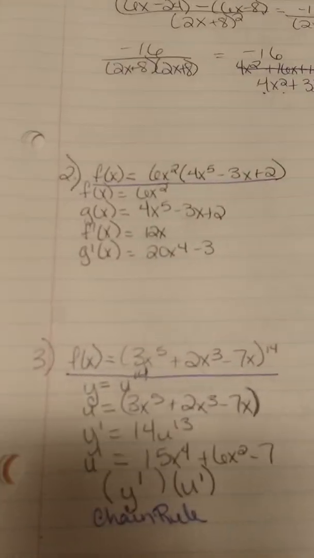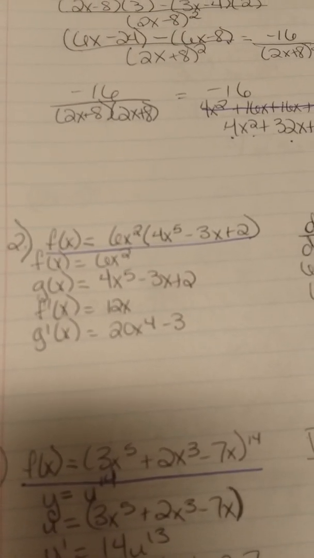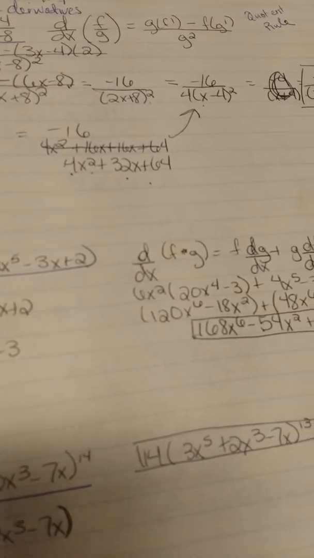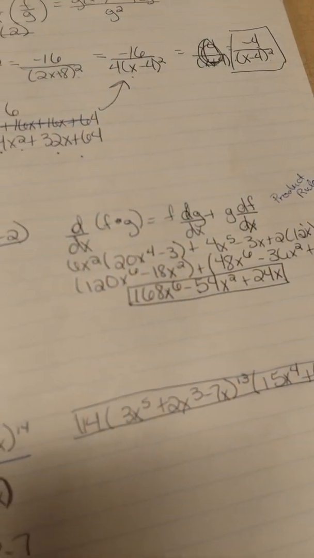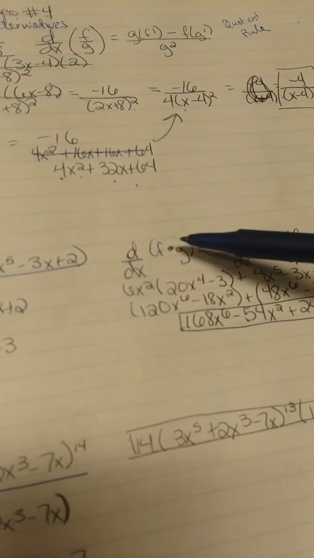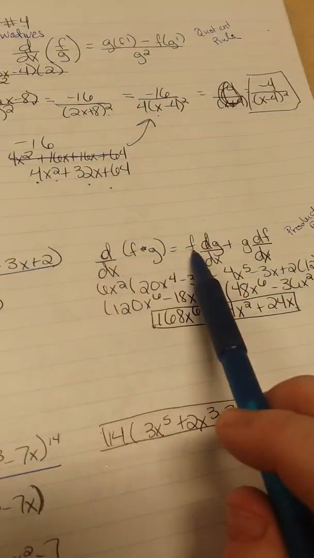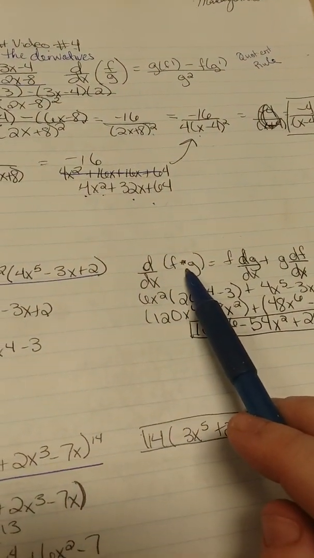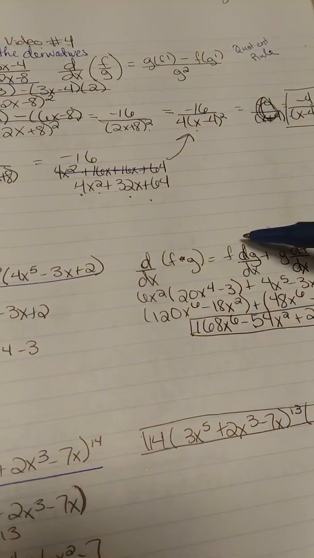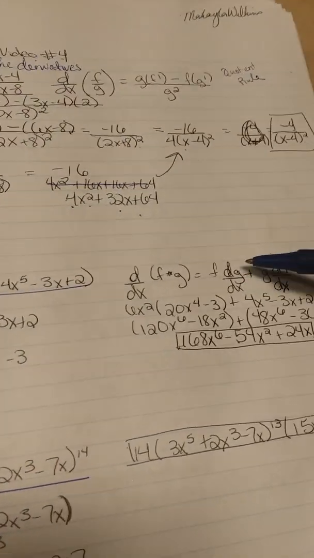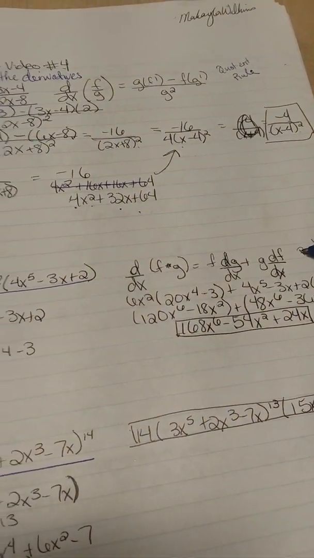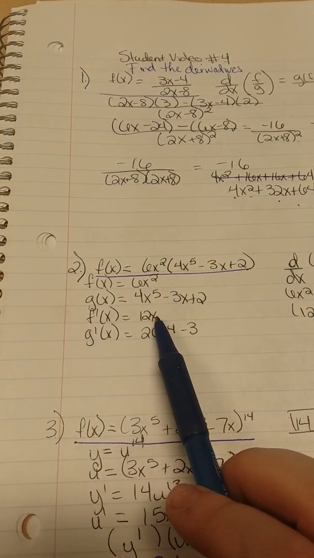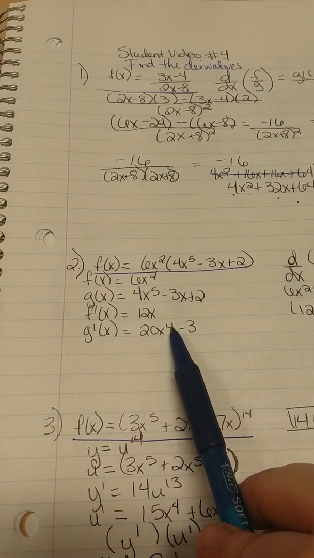Alright, so the second one is f of x equals 6x squared times the quantity 4x to the 5th minus 3x plus 2. So I'm going to use this formula. I believe it's called the product rule, which is basically when you're multiplying f, which is 6x squared, by g, which is 4x to the 5th minus 3x plus 2, the way you find the derivative is to take f times g prime plus g times f prime. So I went ahead and put over here everything f of x is, g of x is, f prime is going to be 12x, g prime is going to be 20x to the 4th minus 3.